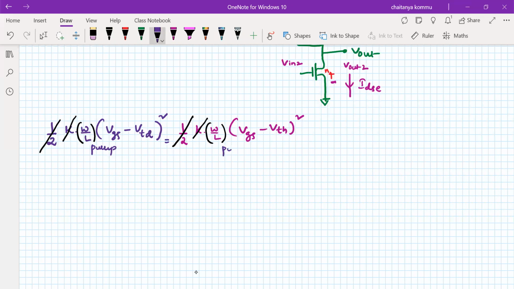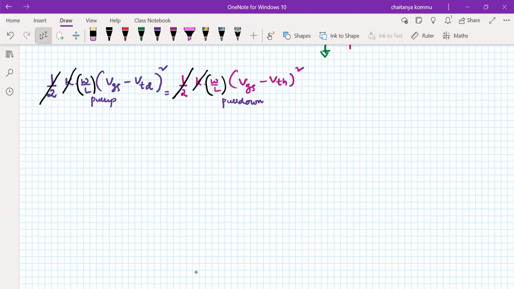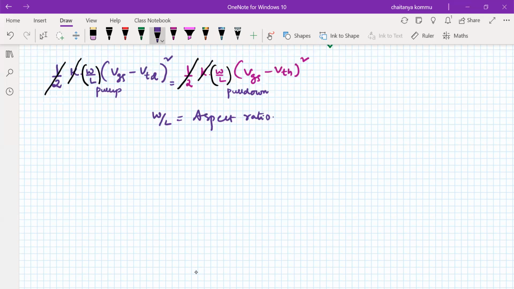This is a pull down, right? Pull up ratio and pull down ratio. Generally, W by L ratio is called aspect ratio. Aspect ratio. Normally, this is how we will call it.